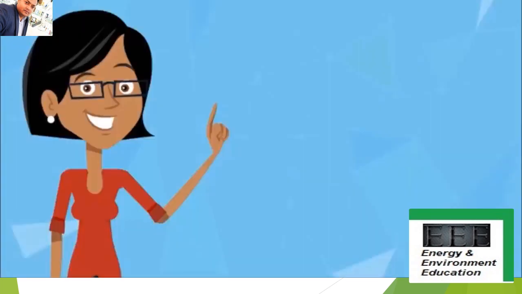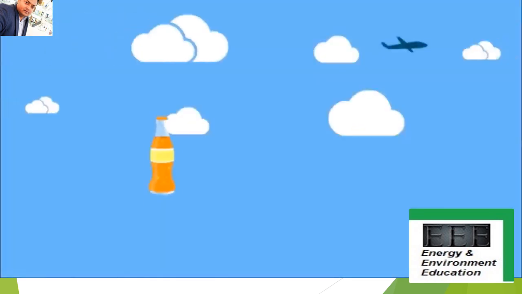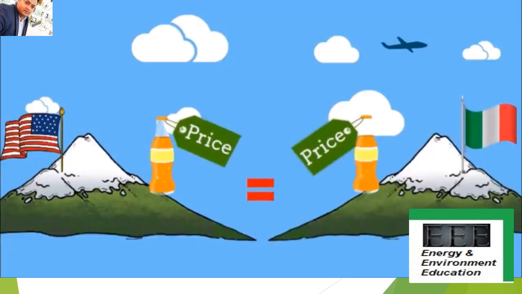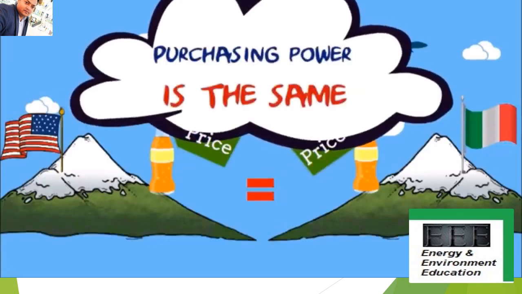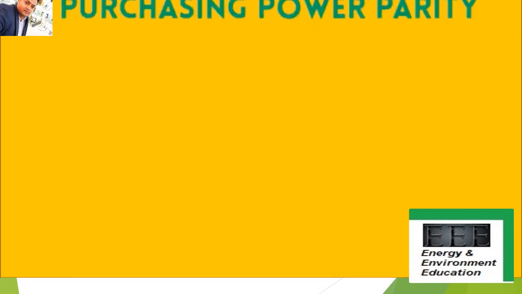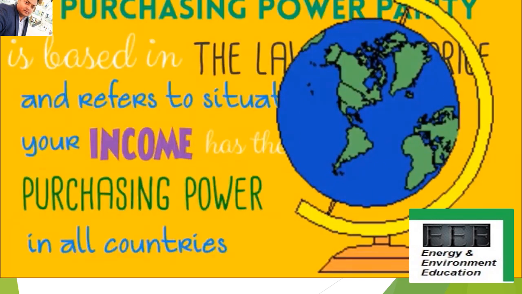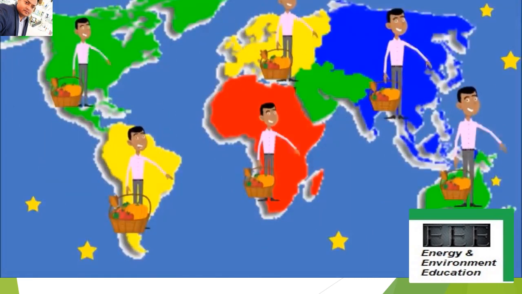The second thing you need to know to understand PPP is the law of one price. It pretty much says that one good in one country should have the same price as an identical good in another country when converting into different currencies. Therefore, the purchasing power of two currencies should be the same for identical products. Purchasing power parity is based on the law of one price and refers to a situation where your income has the same purchasing power in all countries. Hence, given that PPP holds and all prices are equal, a person should be able to purchase with his or her income the same basket of goods everywhere, no matter what currency he uses.